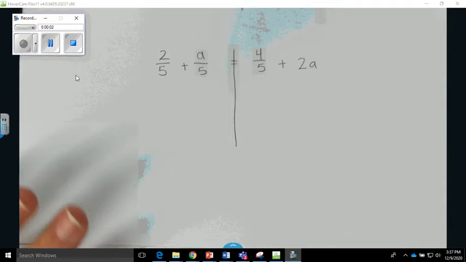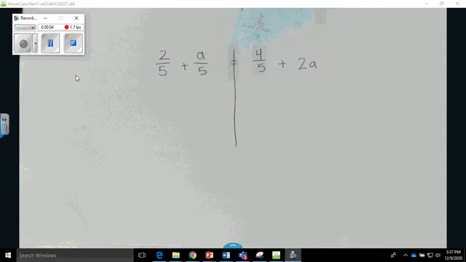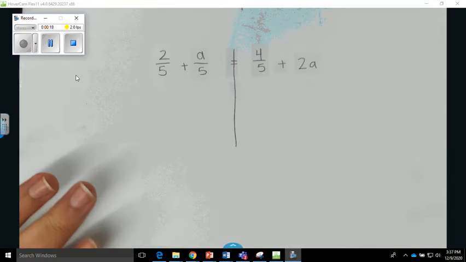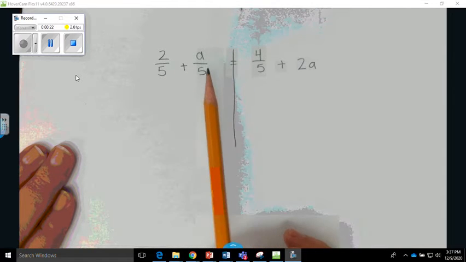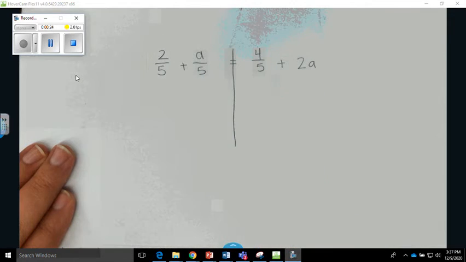Hi guys, we didn't get to do this in class, so I'm going to go ahead and show you how to solve it here. Go ahead and pause this video and rewrite the problem. I went ahead and drew a line down our equal sign to keep us organized. Okay, now let's get to work. 2 over 5 plus a over 5 equals 4 over 5 plus 2a.